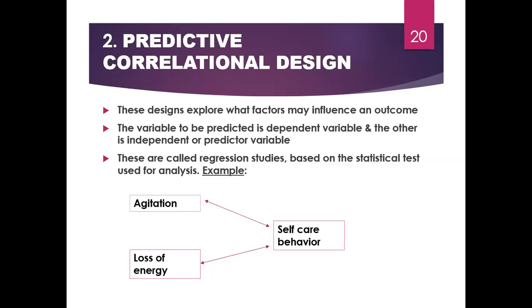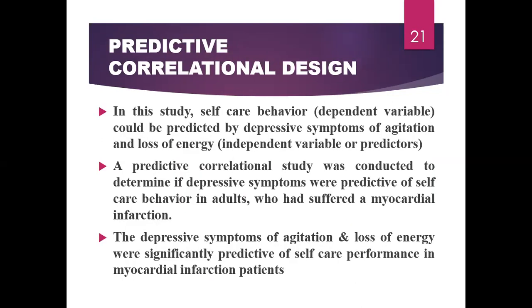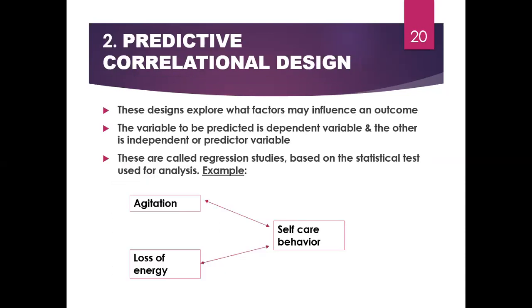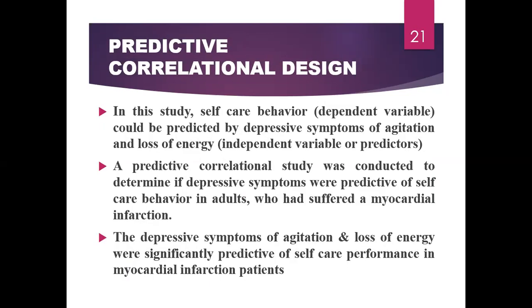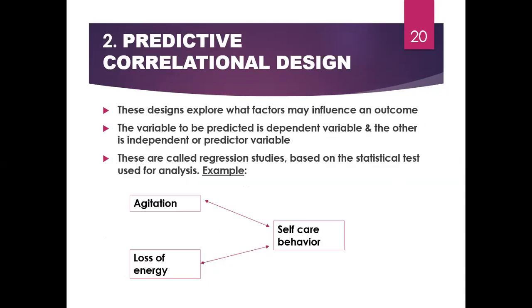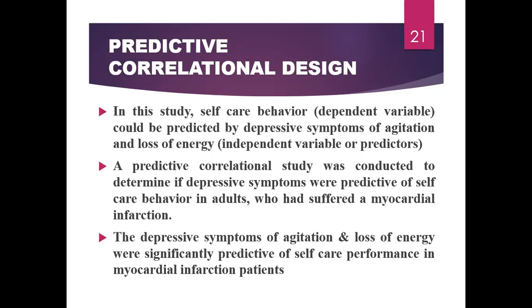Regression studies, for example, agitation and loss of energy will lead to self-care behavior. So they are reciprocal arrows. For example, in this study, self-care behavior, which is the dependent variable, could be predicted by depressive symptoms of agitation and also loss of energy, which are the independent variables or the predictors. A predictive correlational study was conducted to find out whether these depressive symptoms were predictive of self-care behavior in adults who had suffered a myocardial infarction.